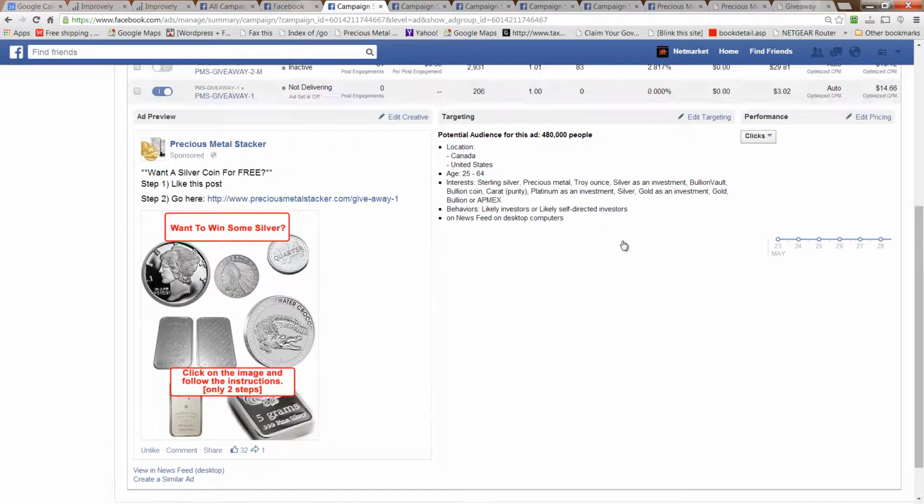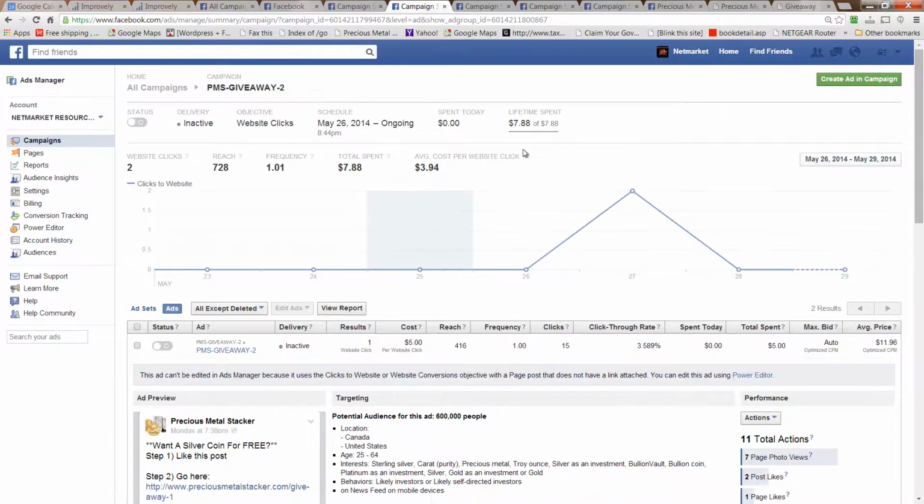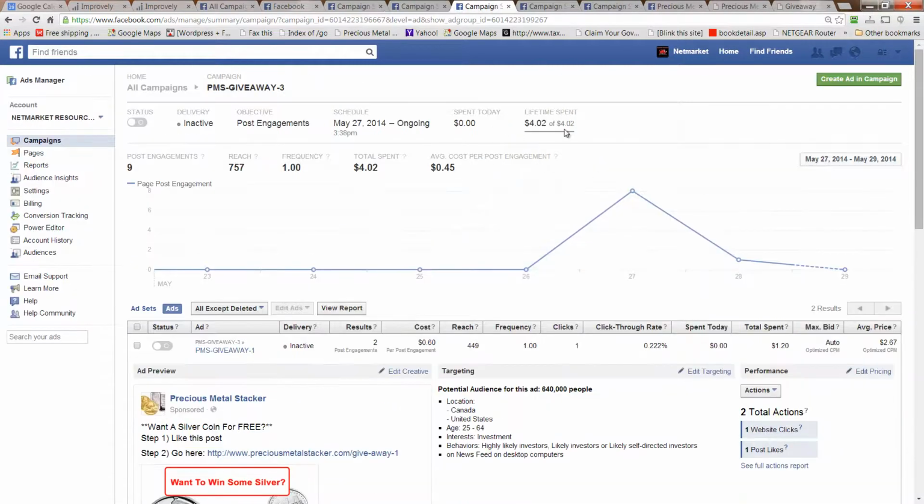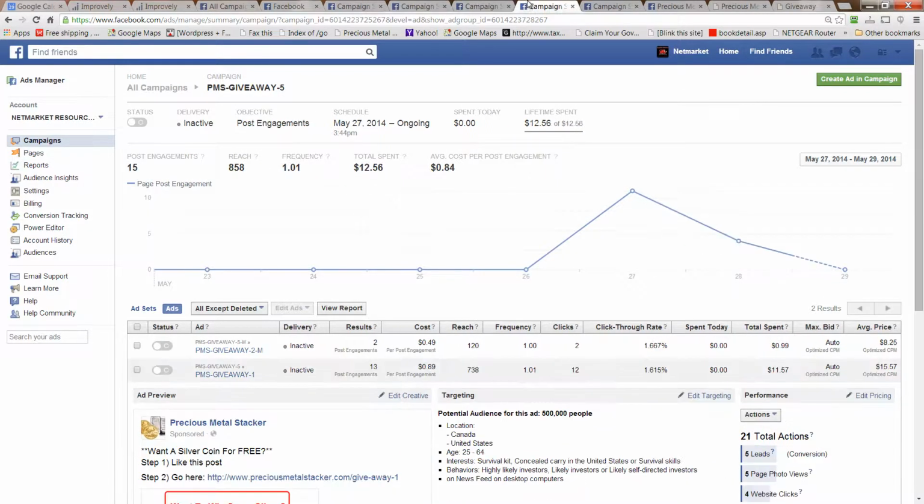So you can see here on this first iteration, we spent $32, which isn't chump change, but hey, we seen it didn't work. This one, we spent $7.88. We killed it. We spent $4.02. We killed that one as well because they just weren't performing. So we're in now for around $41.